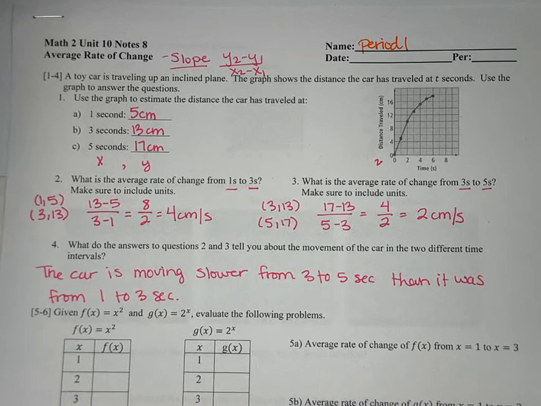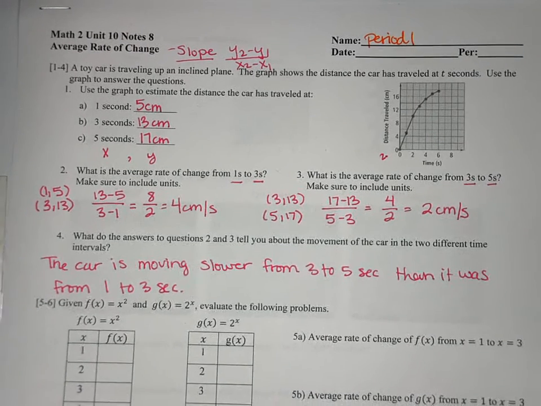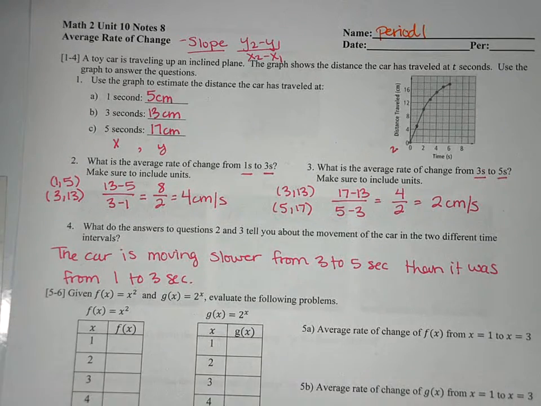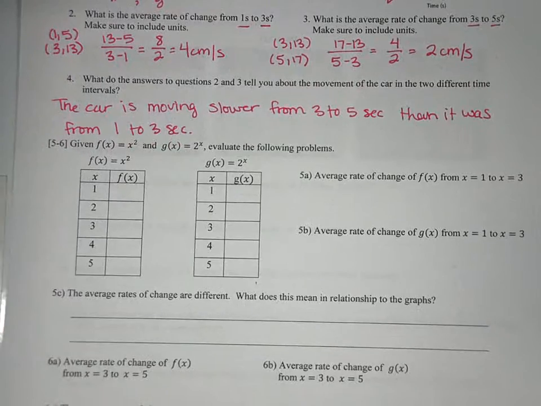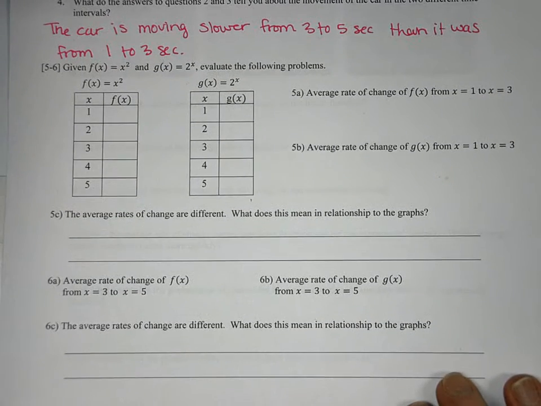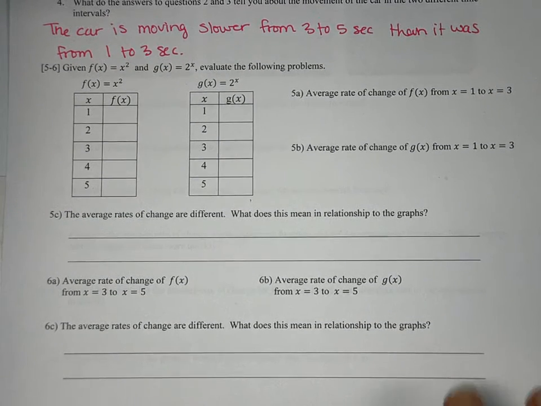We're going to do that one next. Sometimes we were given a graph, so we were able to look at the graph and get numbers. But what if we're not? What if we're just given equations, like in 5 and 6? Plug the values in for x.